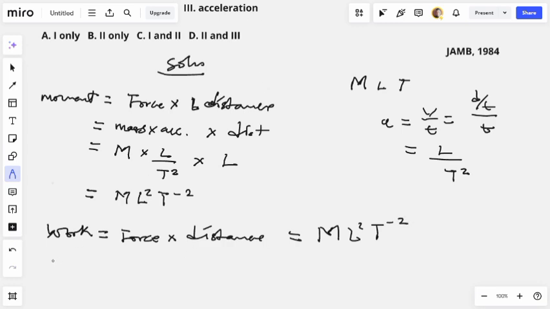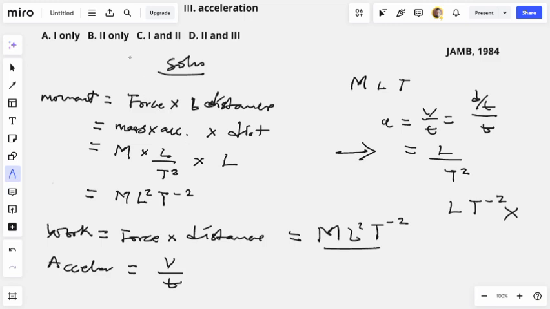So let's do that of acceleration. Acceleration is defined as the change in velocity with respect to time. We already did that, and we've seen that acceleration's dimensional unit is L T raised power minus 2, which is not the same as this. So you see that moment and work have this as their dimensional unit. Acceleration's dimensional unit is different from this.